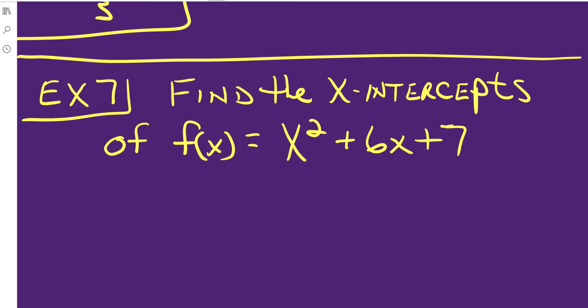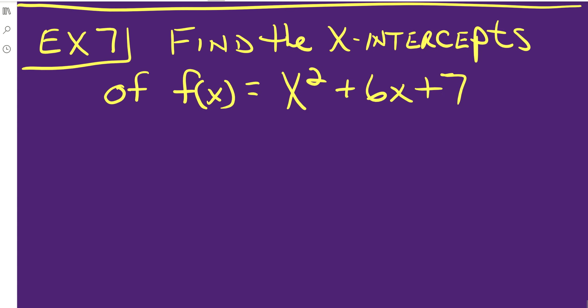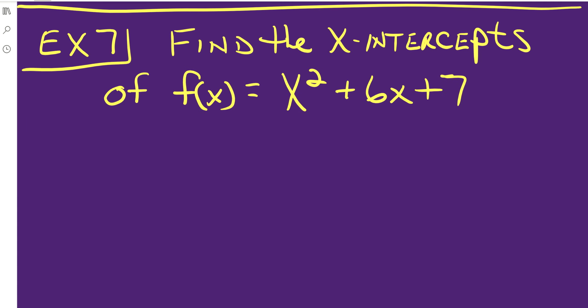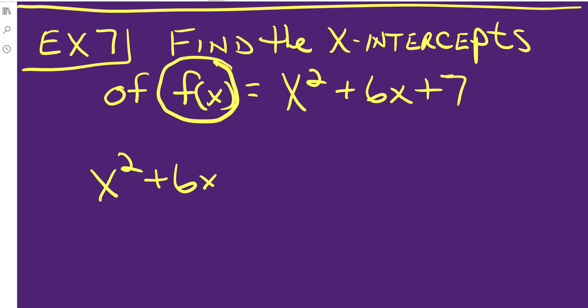Okay, another one. Let's see, it says find the x-intercepts of the function f of x equals x squared plus 6x plus 7. Okay, so when we're finding the x-intercepts, we have to do what? We have to let y equal 0. All right, and we remember that f of x is the same as y. So if f of x is y, and then we're going to let y equal 0, I have that function x squared plus 6x plus 7 equals 0.